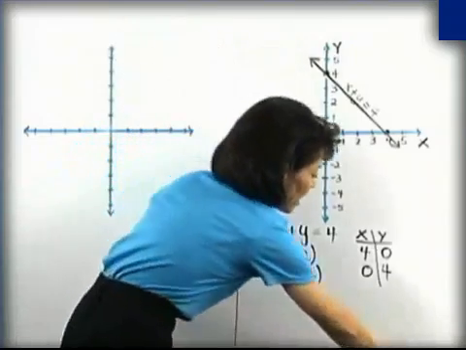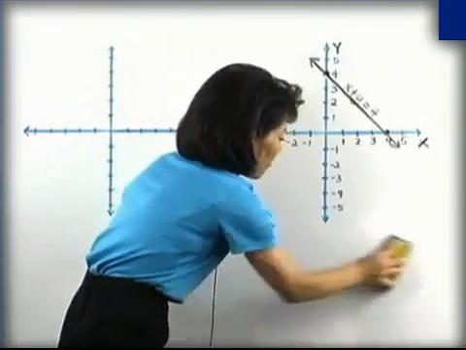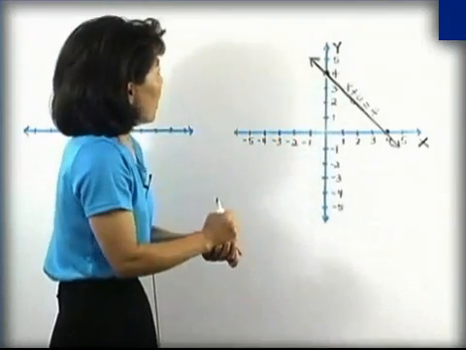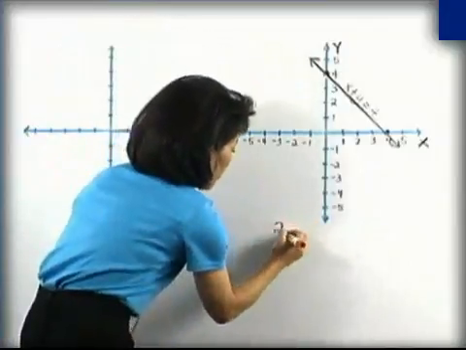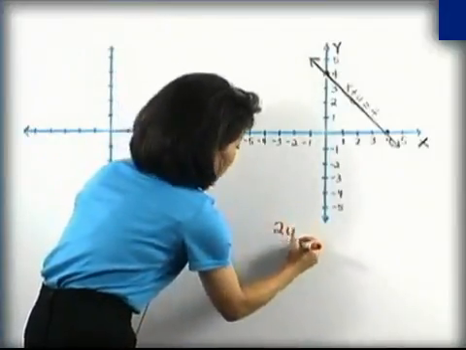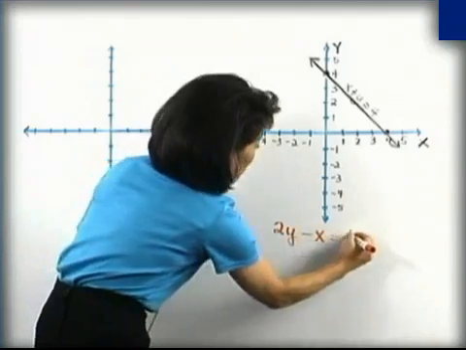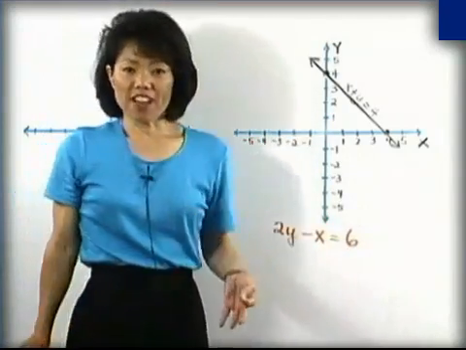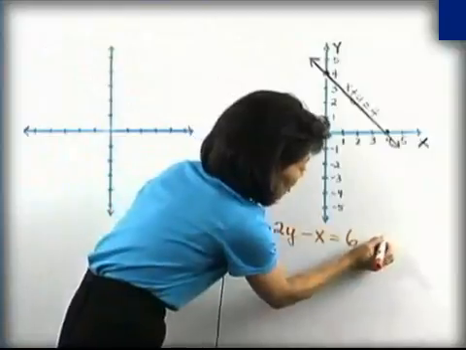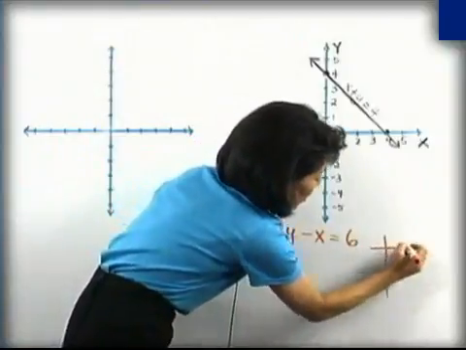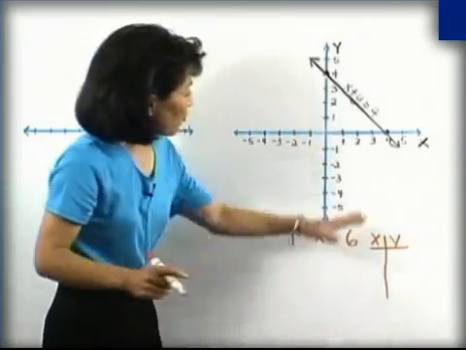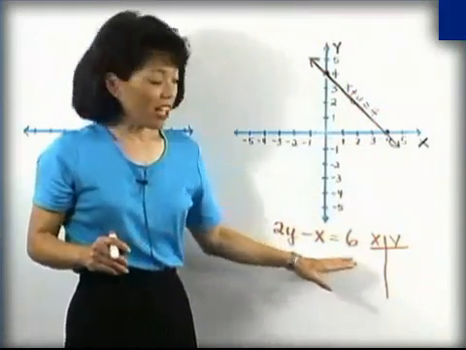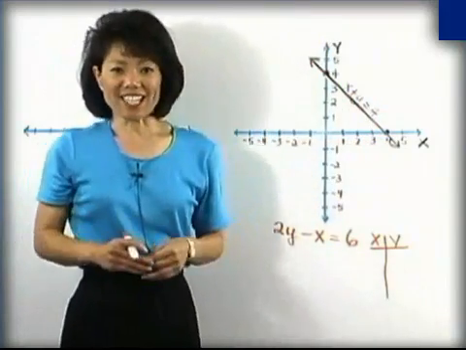Let's try another. Now we're going to graph another linear equation on the same set of axes. This time we're going to graph the following equation: 2y minus x is equal to 6. So our job now is to graph this linear equation on the same set of axes. I'm going to do this in another color so you won't get confused. This one's already done. We're going to find a couple of ordered pairs that lie on this line, plot them, and again connect those dots.